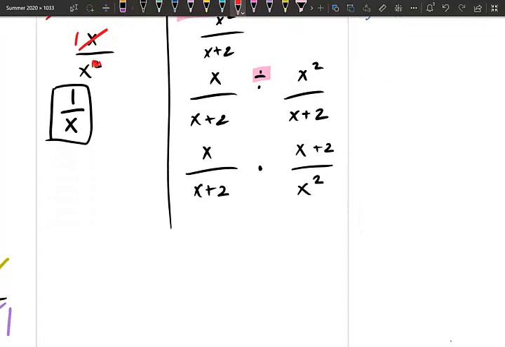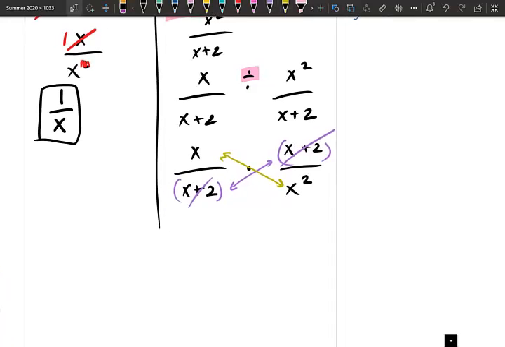So we can cross multiply, or if you want to multiply straight across, you'll still get the same answer, but I'm going to cross multiply. So diagonally, they're both x plus 2. Since they're both x plus 2, they cancel. And then this way, they both share an x.